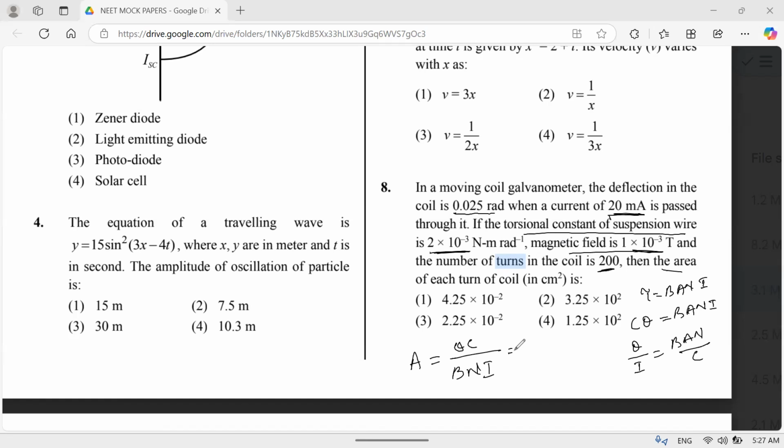Torsional constant and theta value: 0.025 multiplied by C, the torsional constant, 2 into 10 power minus 3, divided by B, the magnetic field, 10 power minus 3, into the number of turns, 200, into current. Current is 20 milliampere, 20 into 10 power minus 3. To simplify this, we will get the area of the cross section. See how much I am getting? Make it fast.